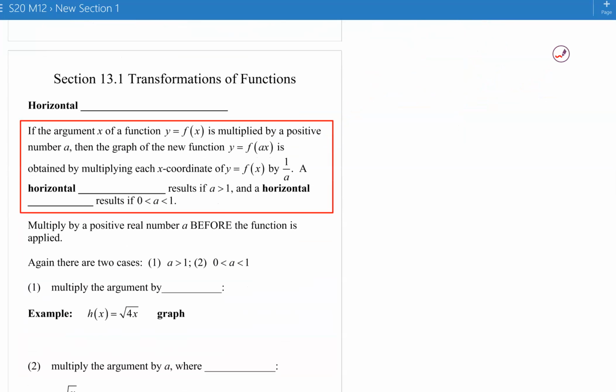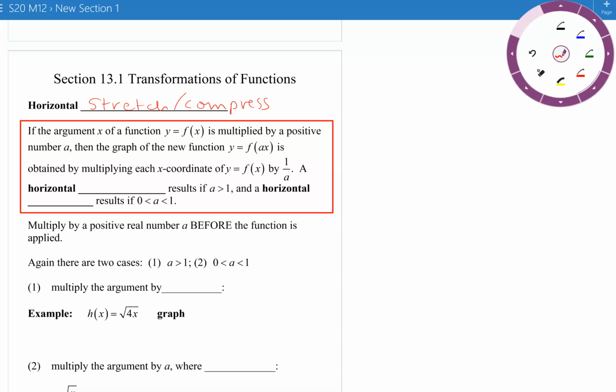Then we also have horizontal stretch and compress. And again, this is where multiplication is happening, but it's happening before or after the function. So let's see, this one is before. So vertical stretch and compress is multiply after the function. And I'm going to pause here and start again with another video so that it's not too long.